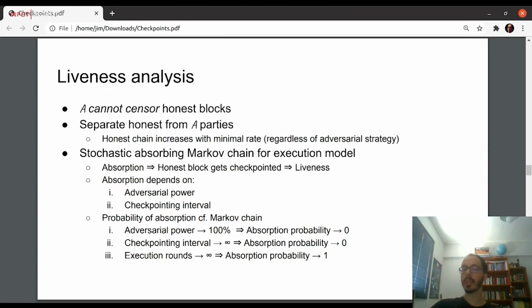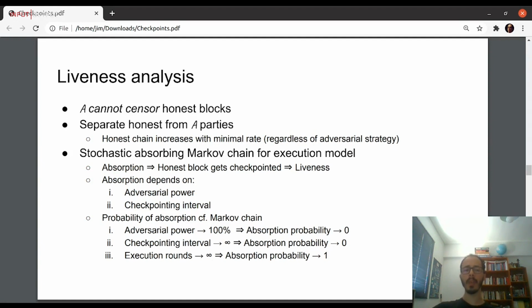Now, the interesting fact here is that the honest chain will increase with some minimal rate, regardless of what the adversary does. So, because the adversary cannot censor blocks, there is some probability that some honest party will create a block, and thus the honest chain will increase with some rate.